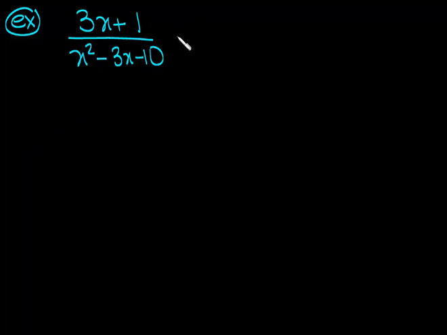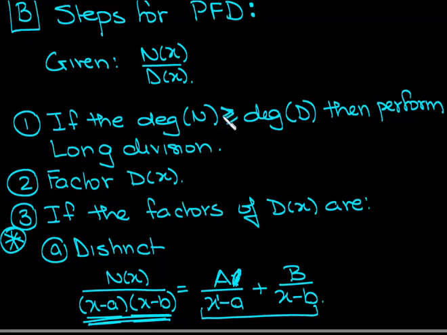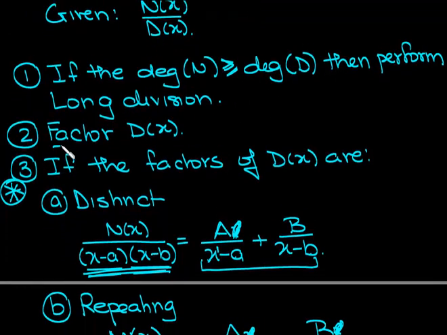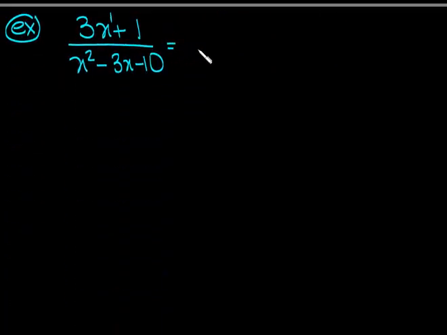So the first thing I need to do is, if you check, the degree on the top is 1 and the degree on the bottom is 2. If you recall, if the degree on the top was greater than or equal to the bottom, then we had to do long division, which we don't have to do. Then we have to factor the denominator. So let's factor the denominator. In this case we get 3x plus 1 over x minus 5 and x plus 2. We know how to factor that.